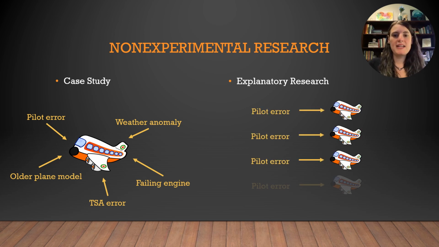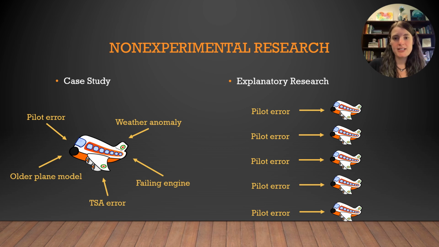To do that, we would need a broader, more generalized sample of plane crashes. So maybe we take the last 5 airplane crashes that occurred on that specific plane model. Then we would analyze the potential pilot error in each crash, after which we could make a more robust prediction of whether or not pilot error contributes to plane crashes overall.